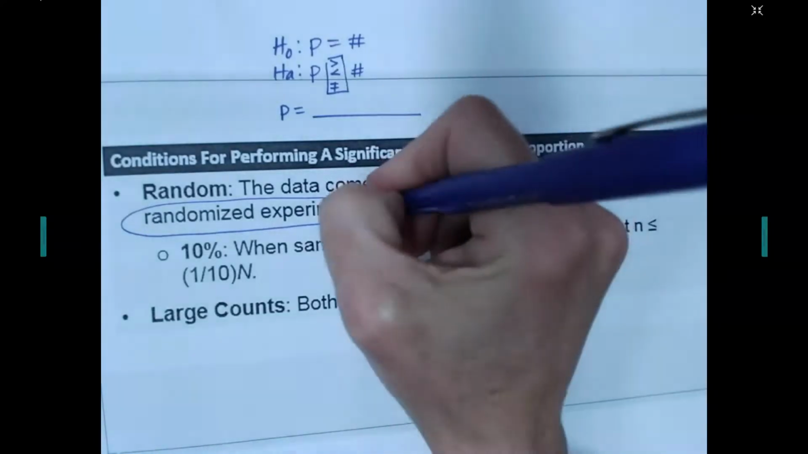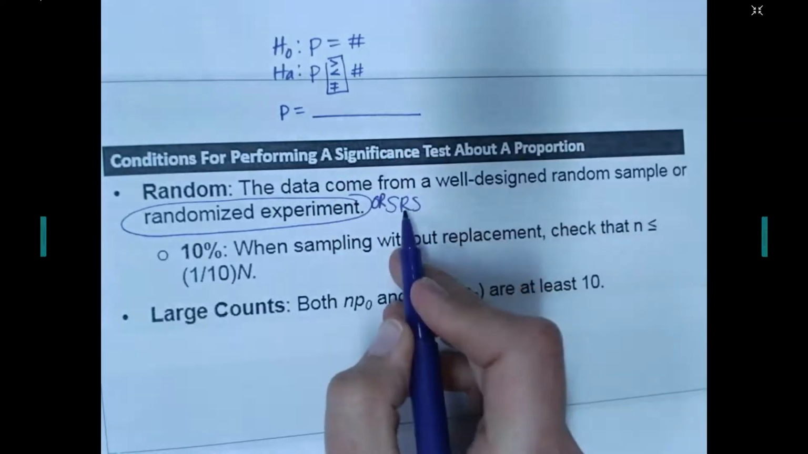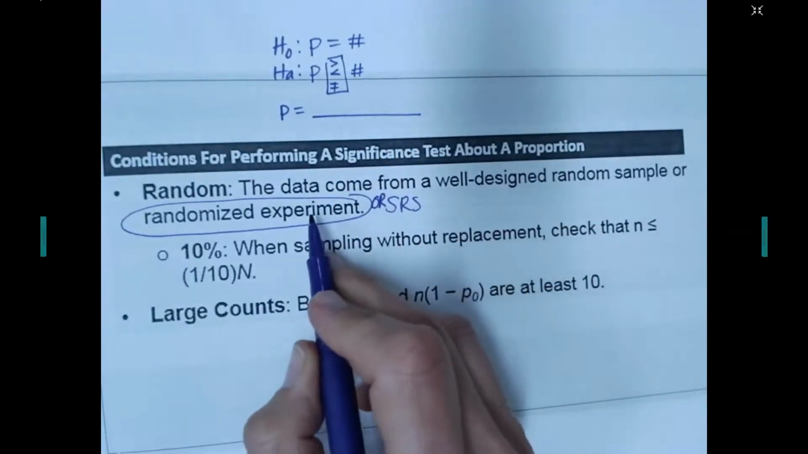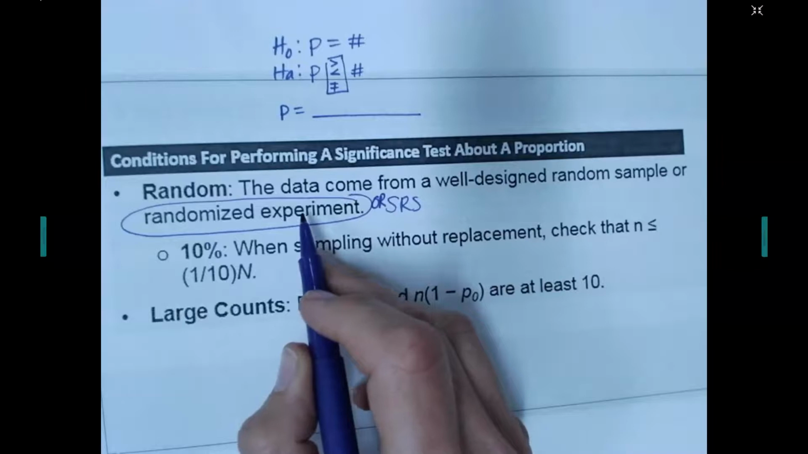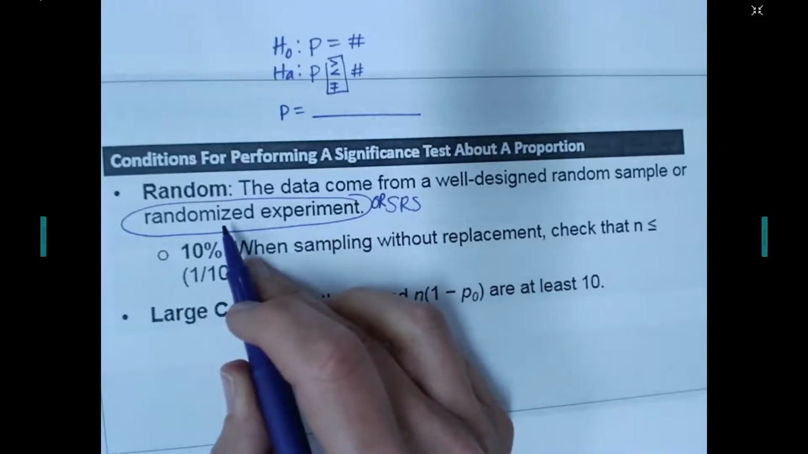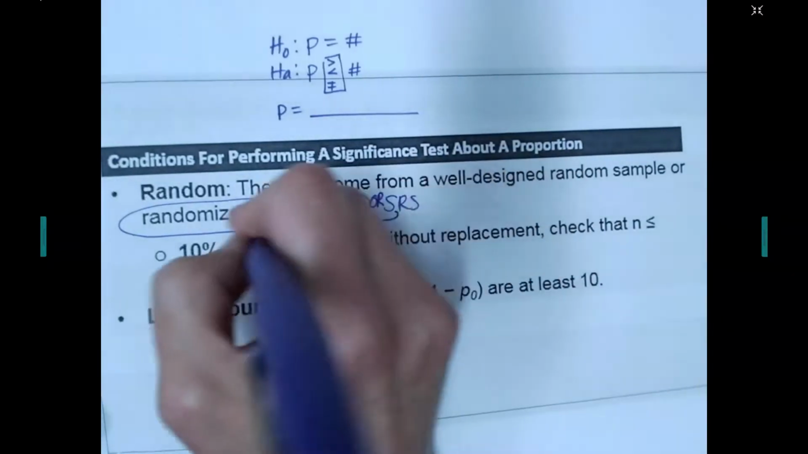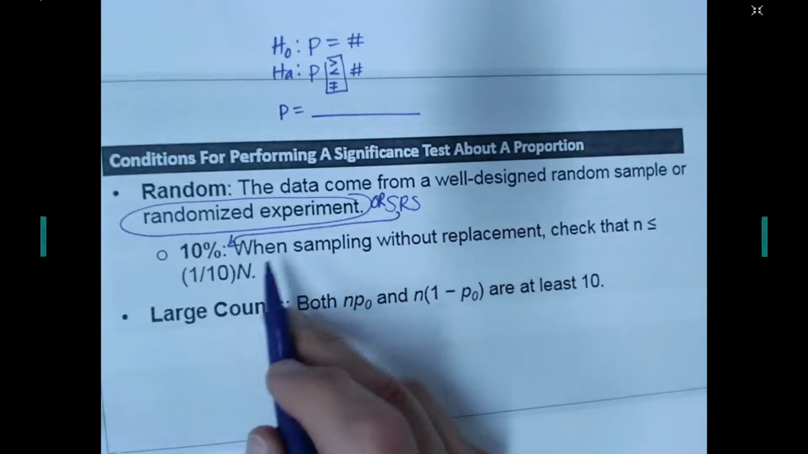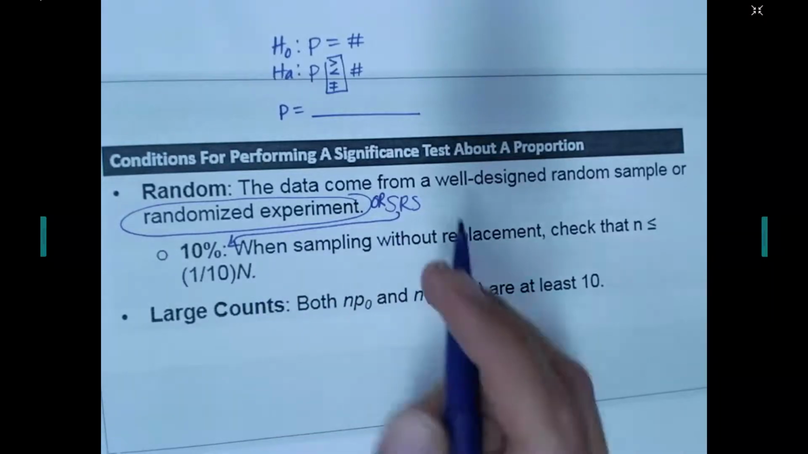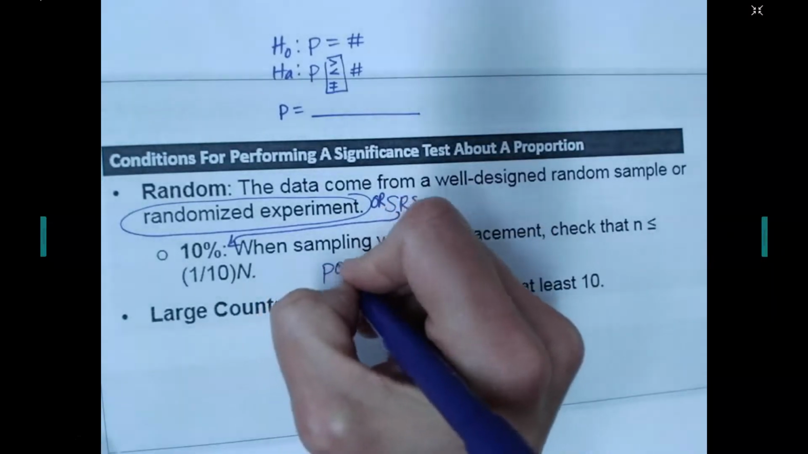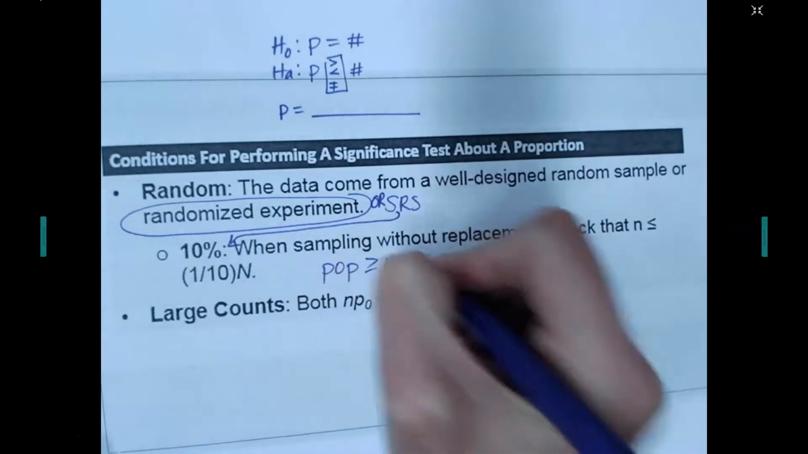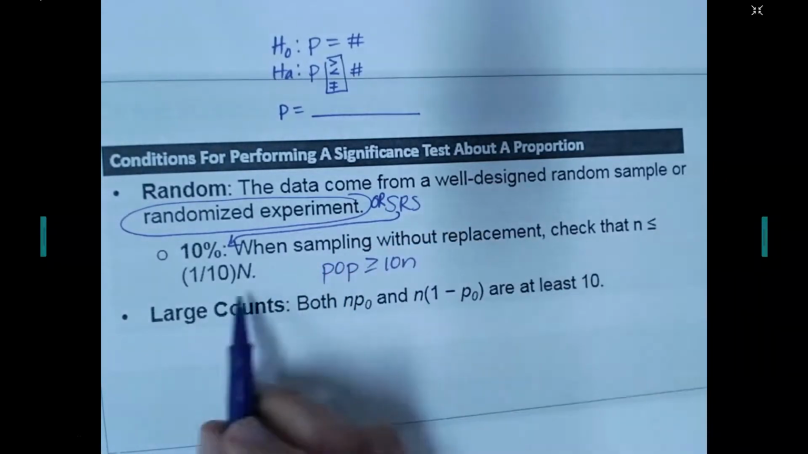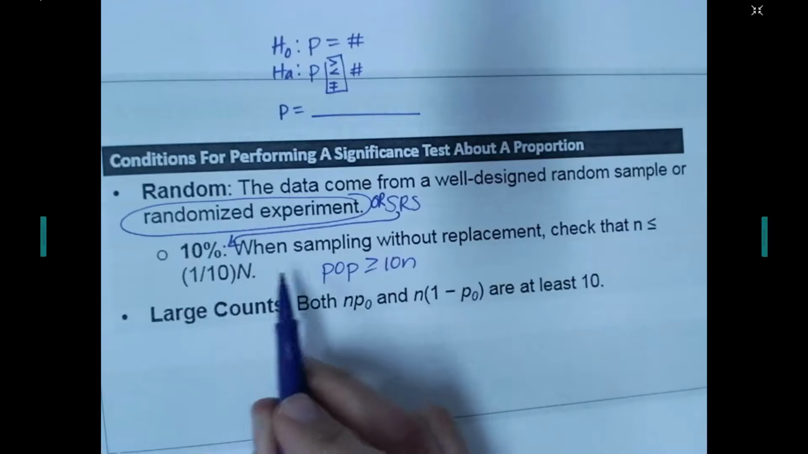You're either going to have a simple random sample, or it's going to be an experiment with volunteers, but it's a nice randomized experiment. Now, you only check the 10% condition if it's a simple random sample. I want to make sure that the population is at least 10 times the sample size, or the sample is no more than 1/10 of the population, however you want to look at it.